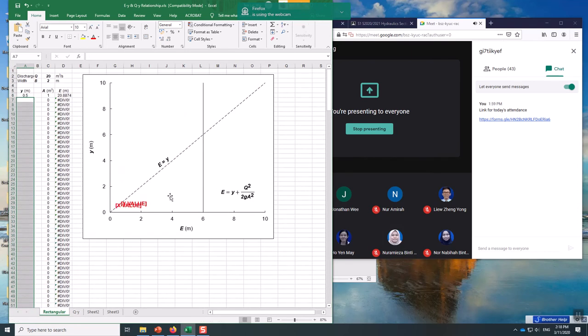Now, let's say I wanted to plot. So I have here the graph of E, Y. Now E is the specific energy, it's actually the head of energy.